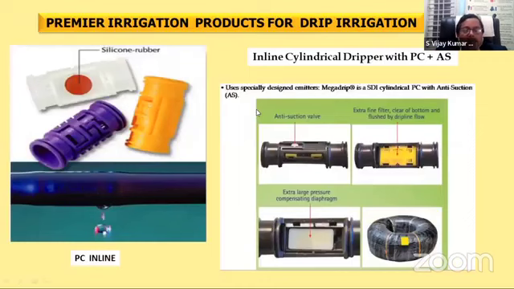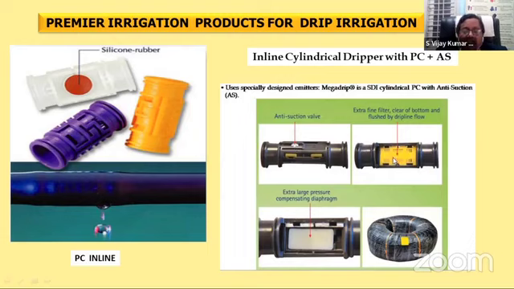And the products that we are providing from Premier Irrigation, like I told you: the normal dripper will not have this silicon rubber, which is actually regulating the pressure compensation. So discharges are kept totally uniform. And we have what is called the inline cylindrical emitter with PC with anti-siphon. The anti-suction valve will ensure that there is no suction of any particles into the system.